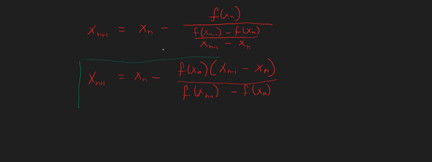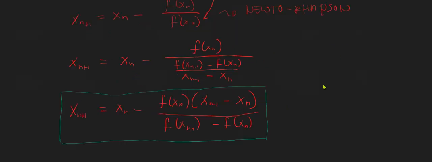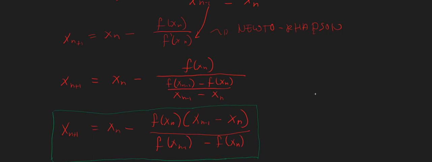for the second method. Instead of taking the derivative, there's no derivative here. This is the advantage of the second method. But the disadvantage of the second method is, of course, it will take much longer than that of the Newton-Raphson method. This is Newton-Raphson method.